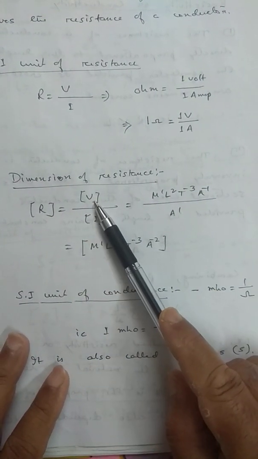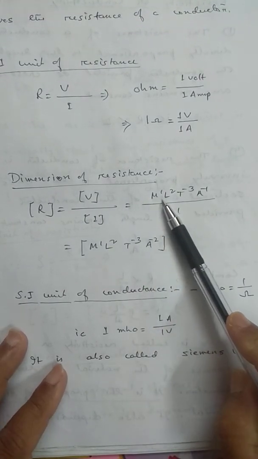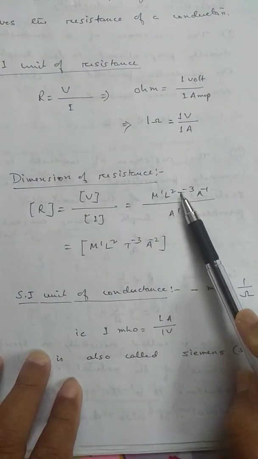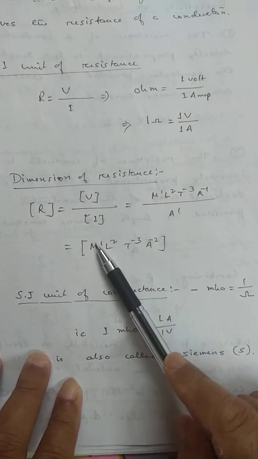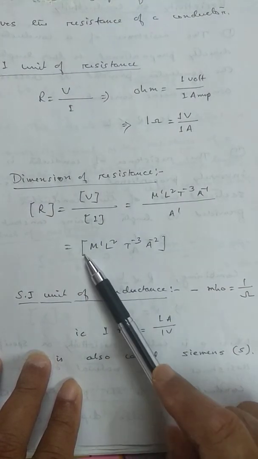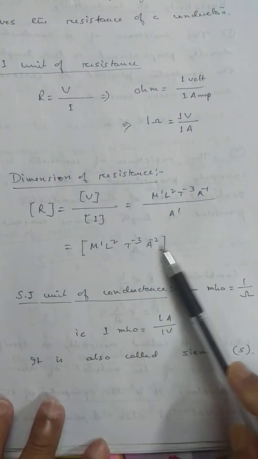What is the dimension of V? V means potential difference. M1 L square T to the power minus 3 A to the power minus 1 divided by A1. Okay, so the dimension of resistance is this.